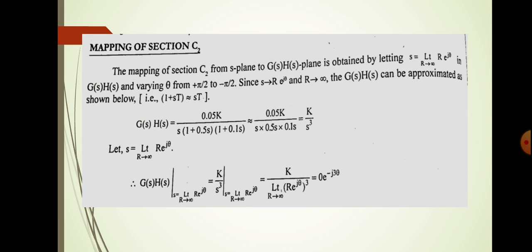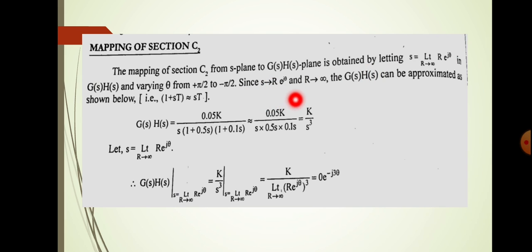You know that C2 is a circle of infinity radius. In the case of a circle of infinity radius, we can make the substitution s equal to the limit r tends to infinity of r e raised to jθ, because we are taking the entire right half s-plane, so r will be tending to infinity. When r tends to infinity, that means s tends to infinity.